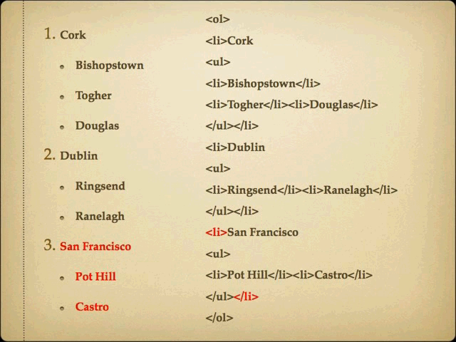Finally, we have one more list item, and that's San Francisco. Then as part of that list item, we have inside that an unordered list. And the first list item in that unordered list is Potrero Hill, and then the second list item is Castro. Now look carefully at the HTML here for this nested list and see how the unordered lists fit inside of the list items of the ordered list. It's important to see precisely where the tags end.